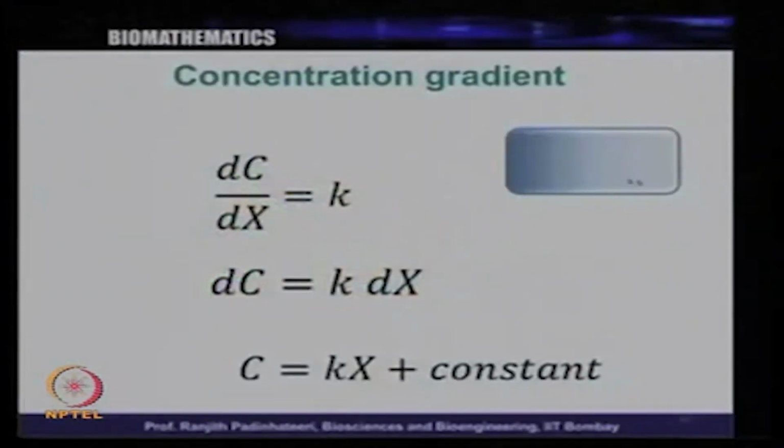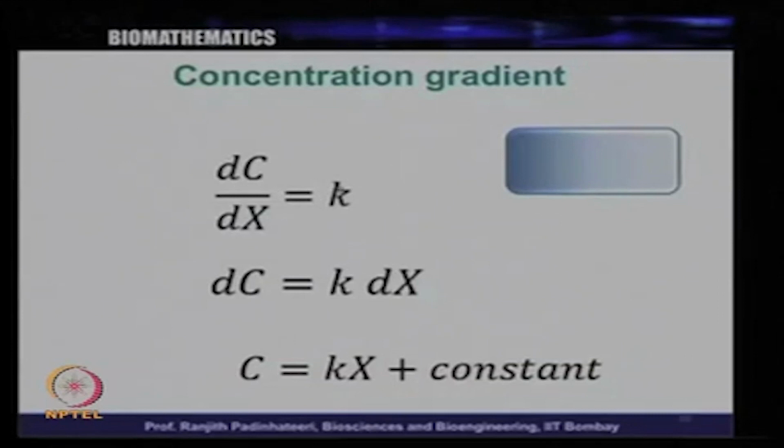Now, let us look at the next case, where it is not uniform, but is slowly varying. How do we express that? Have a look at the next one. From here to here the concentration is slowly increasing. Here the concentration is less, here the concentration is more. How do we say that the concentration is slowly increasing? The way to say this is that dc by dx is a constant. That means the change in concentration when you change x is a constant.